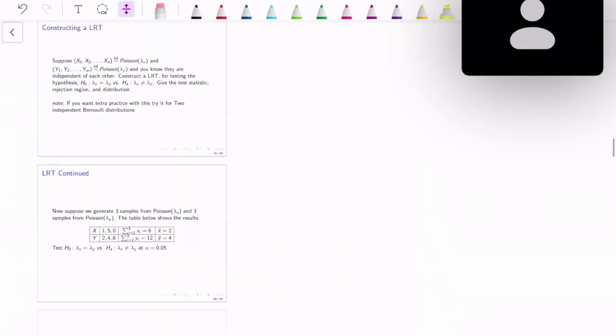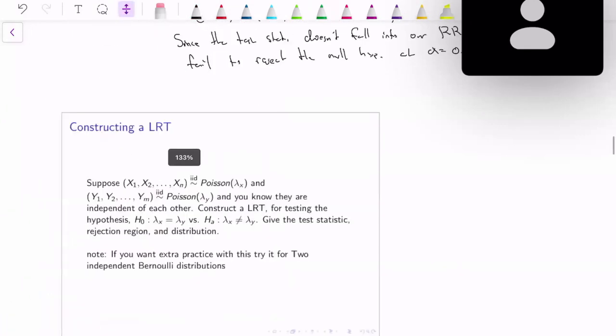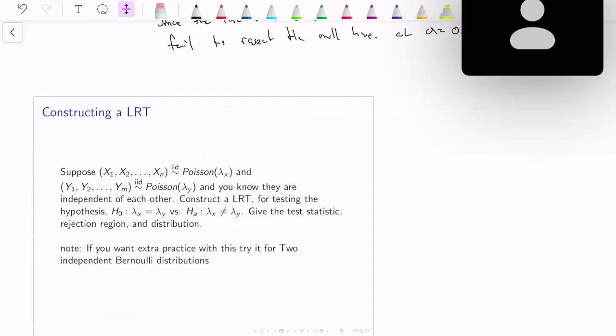So, constructing a likelihood ratio test. Now we have two samples, x1 to xn from Poisson(lambda x), and y1 to ym from Poisson(lambda y), and you know that they're independent of each other. Construct a likelihood ratio test for testing the hypothesis H naught: lambda x equal to lambda y, versus the alternative: lambda x not equal to lambda y. Give the test statistic, rejection region, and the distribution.